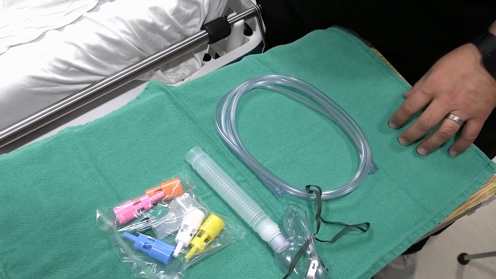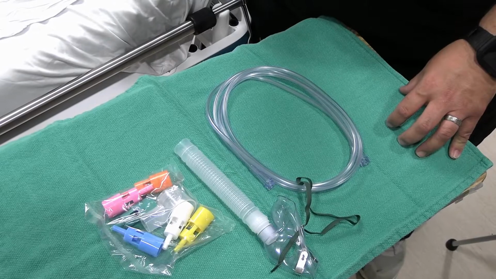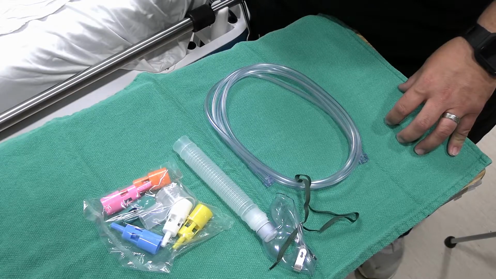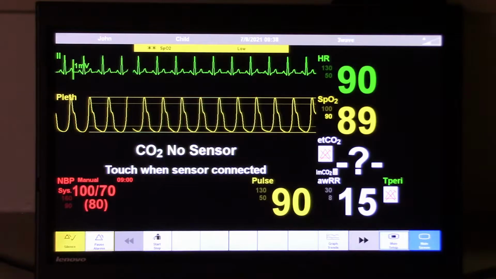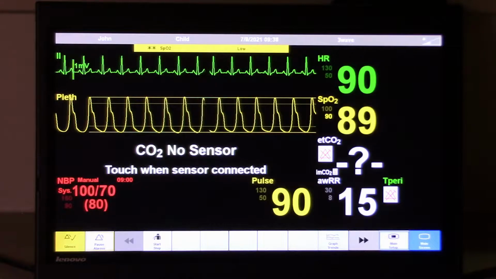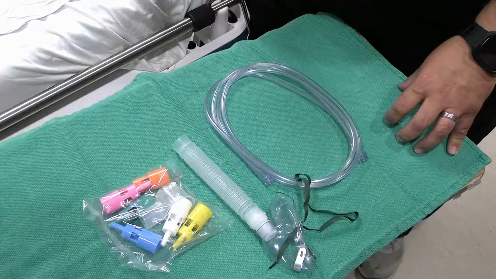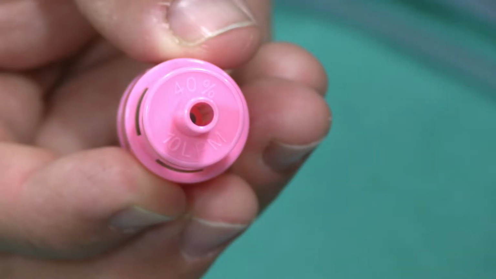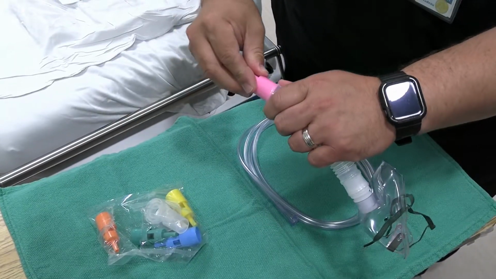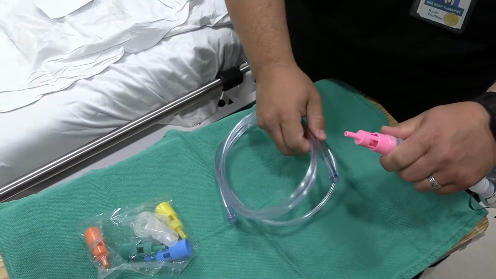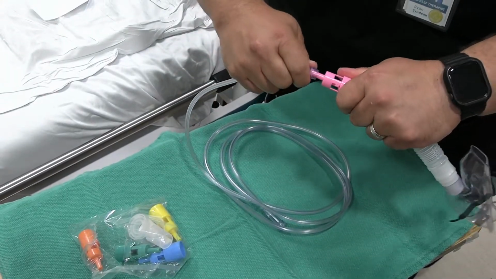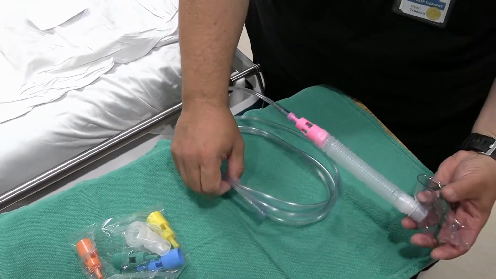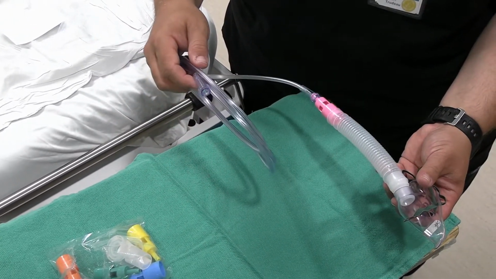Then, based off of your patient's current condition, you are going to select a specific colored collar for the FiO2 that you want to deliver to your patient. In this case, because our patient's saturating 91% and we're already on 4 liters, I'm going to start with pink and 40%. Your collar then will attach to the other end of the tubing. You're going to take your oxygen tubing and attach it to that, just like that. So that's what your setup is going to look like. And then we're going to go over to our patient and apply it.